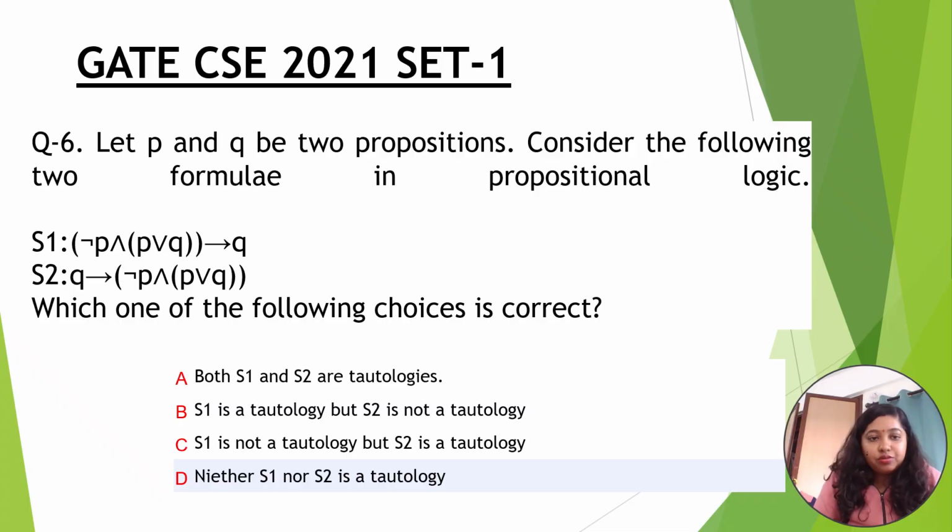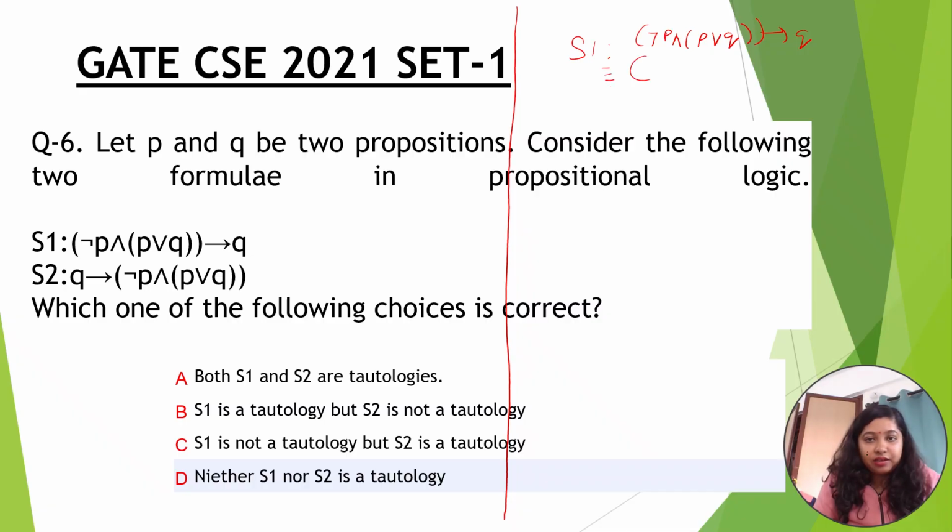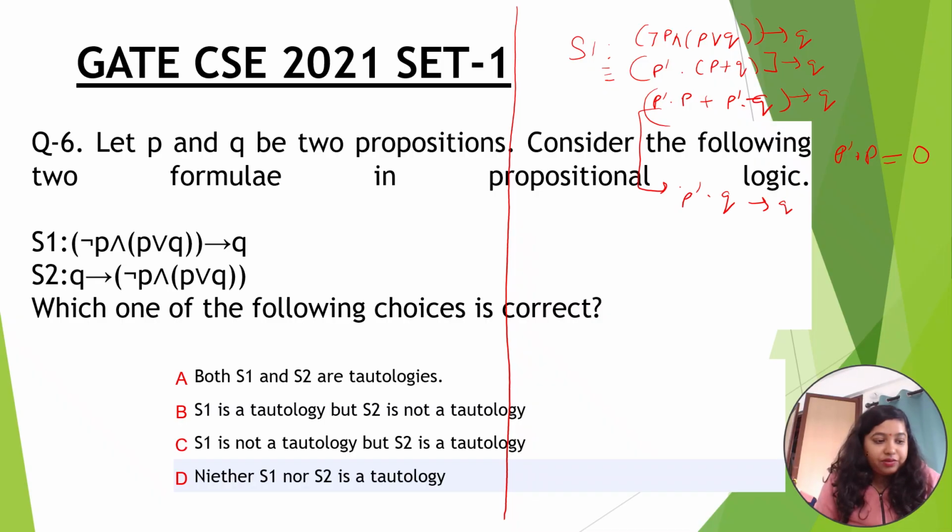ओके, तो पहले हम S1 को सॉल्व करेंगे. एक साइड S1 और एक साइड S2. तो not P and P और Q gives Q. तो हम इसको ऐसे लिख सकते हैं P bar dot (P plus Q) gives Q. P bar dot P plus P bar dot Q gives Q. P bar dot P, that becomes 0. So it will be like P bar dot Q gives Q.